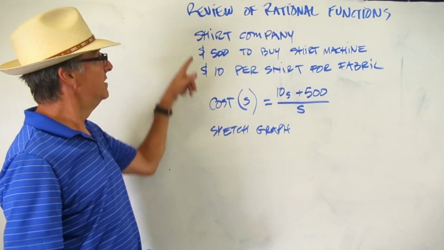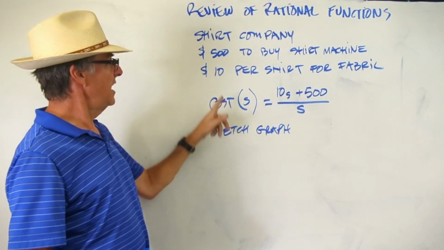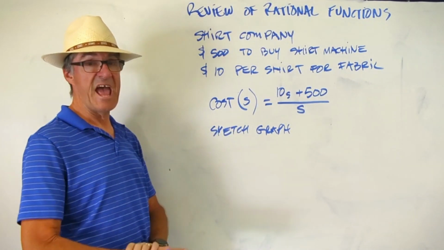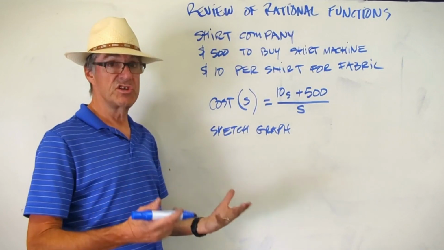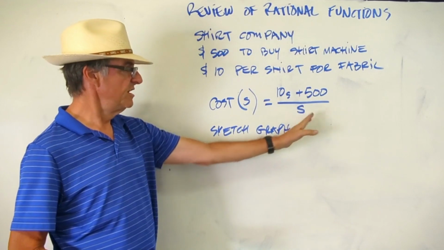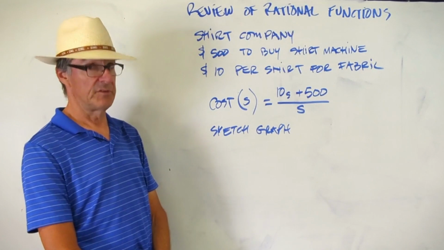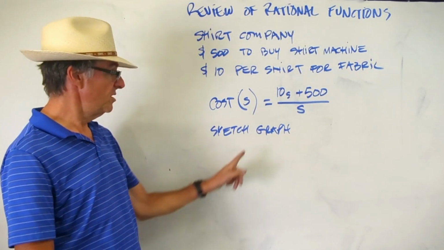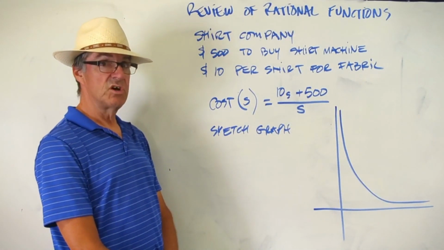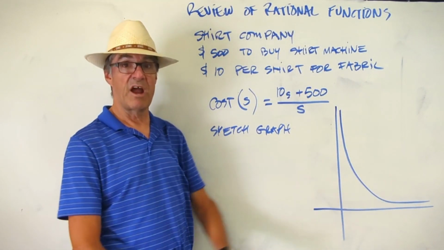Hypothetical shirt company makes t-shirts. They spend $500 on their shirt machine, and then each shirt costs $10 more for the fabric. This expression gives you the average cost per shirt as a function of the number of shirts made. And you can see where our numbers from above come into this function. And you can see it's a rational function because we have variables in the top and the bottom of the denominator. First prompt, sketch this graph. If you look at the function, you'll see that the vertical asymptote and the horizontal asymptote are 0. They are the axes. So I quickly sketched my graph doing that.